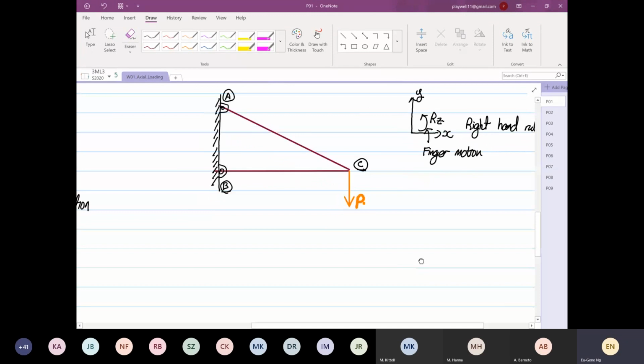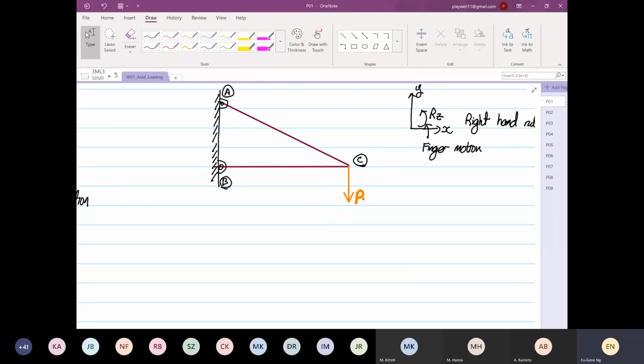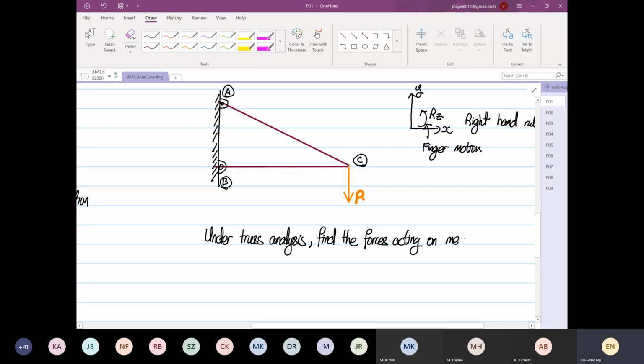So what we usually do under truss analysis, when we do truss analysis, is we are going to find the forces acting on members AB and member BC.